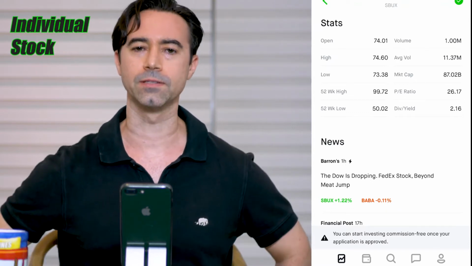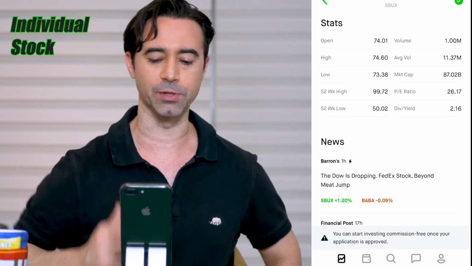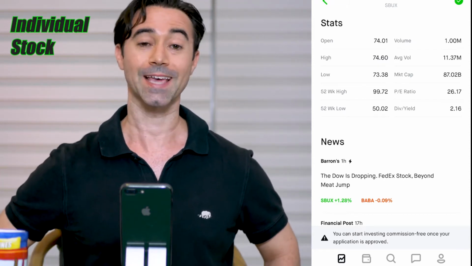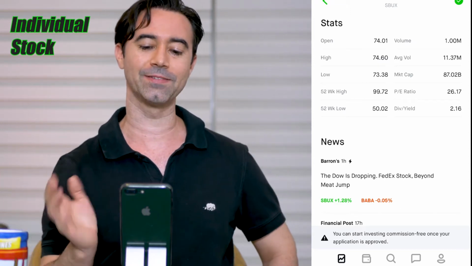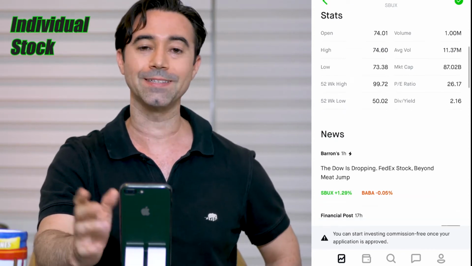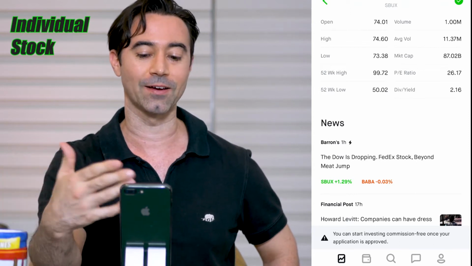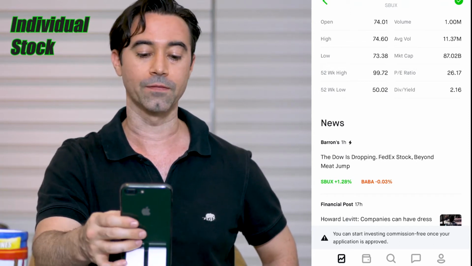Next is dividend yield. So stocks do pay dividends. Well, not all stocks pay dividends, but some do. And Starbucks happens to be paying a dividend, and dividend yield on this is 2.16. So if you're into dividend investing, at least you can see which stocks pay dividends and the yield that they are paying for their dividend.